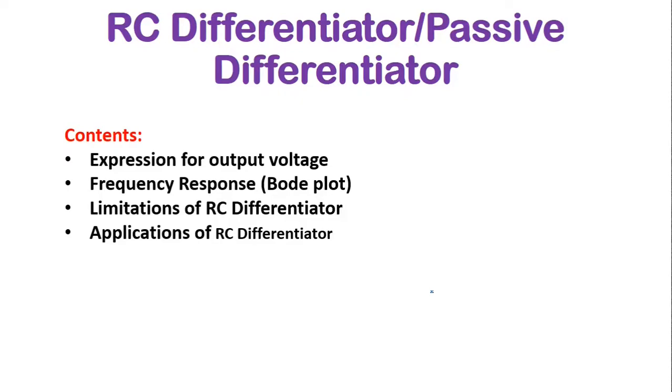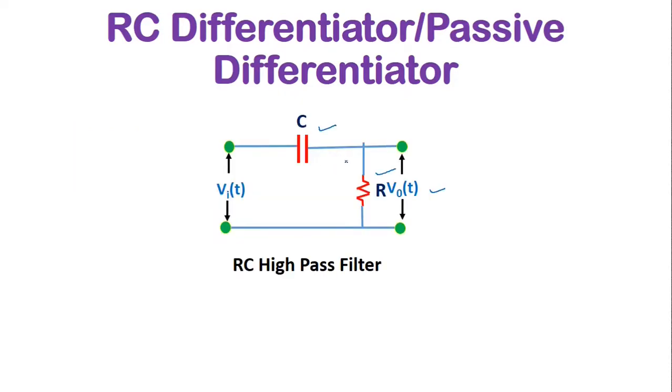RC differentiator circuit. The RC differentiator circuit is a series connected RC circuit which consists of two components. One is a resistor and the other one is a capacitor. Therefore, it is also called a passive differentiator circuit, and in this circuit we can see that the output voltage is taken across the resistor, whereas in the RC integrator circuit the output voltage is taken across the capacitor.